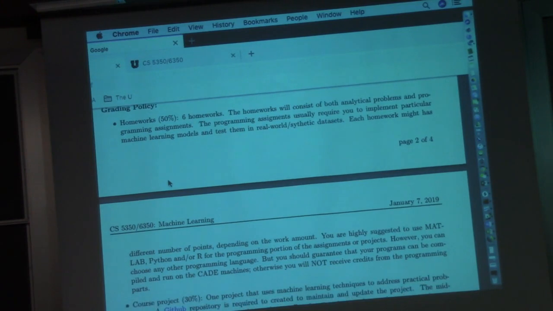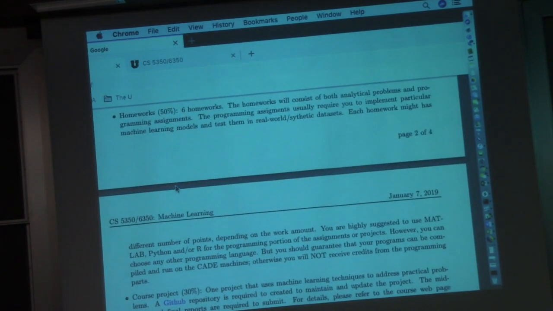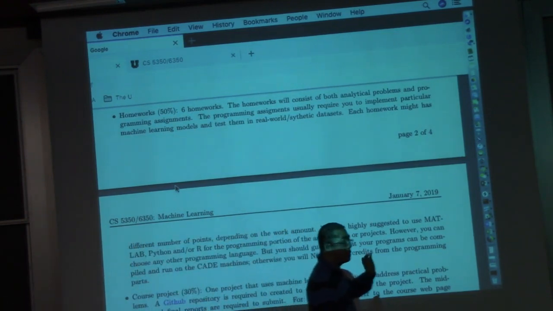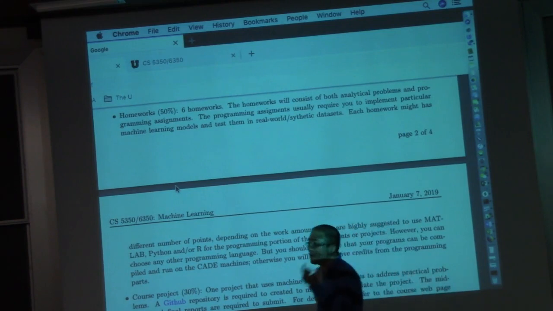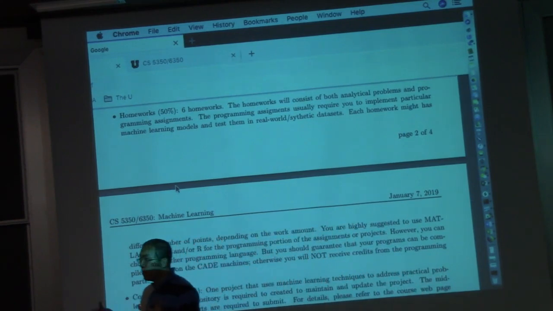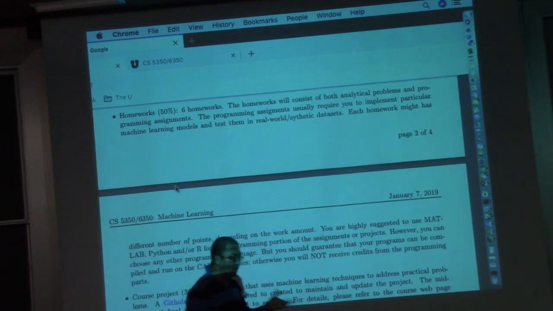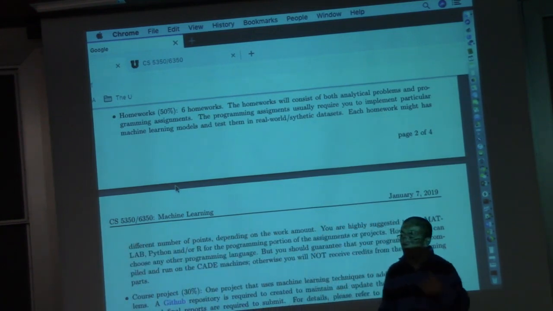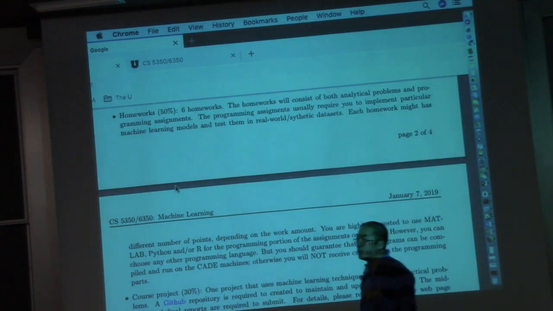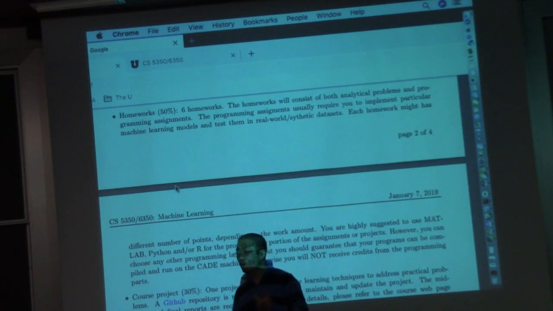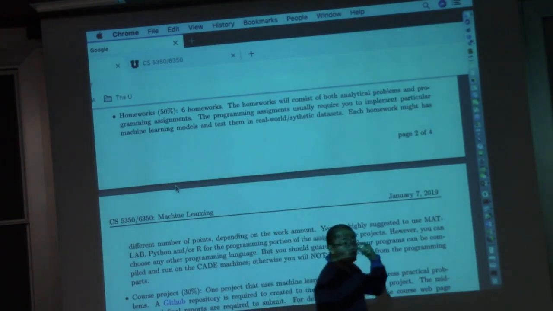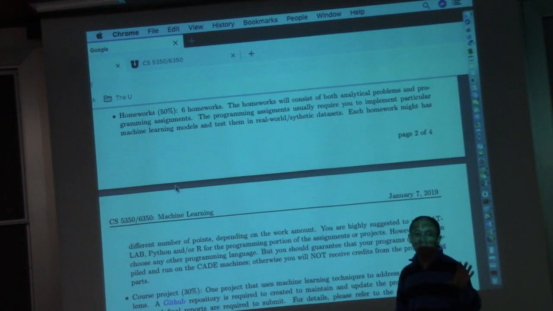And we have 6 homeworks, so it's kind of a heavy load. The homeworks will consist of 2 types of problems. One type is analytical problems. That means you need to write solutions, do some proofs, derive something, and write an understanding of your particular algorithm models. Another type is programming assignments. Basically, you are required to implement the machine learning models we discussed in the class. Sometimes you're also required to design some extension of the model we have discussed, and to answer some open questions.